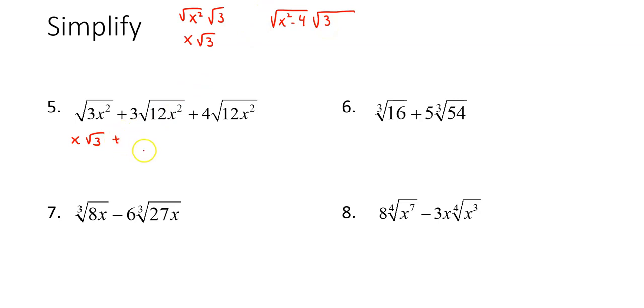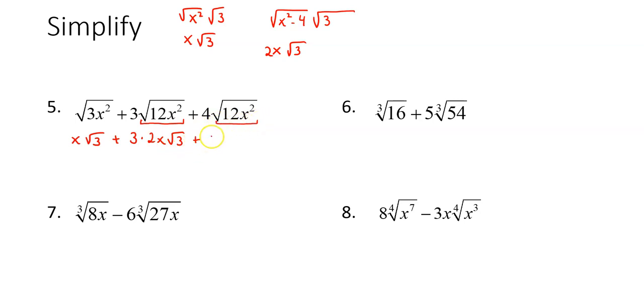Don't lose constants along the way. That 3 comes down in front here. The square root of x squared is x. The square root of 4 is 2. So I get 2x times the square root of 3, which means that this expression here gets replaced by 2x square root of 3.